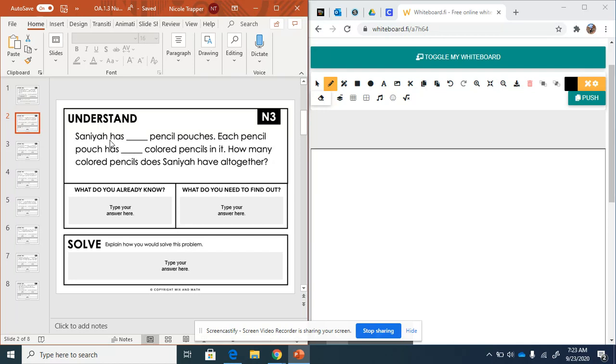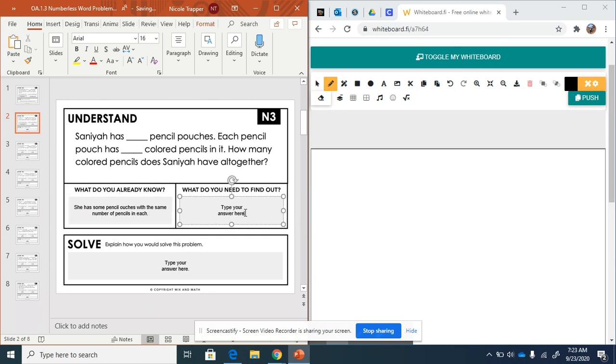The next one says, Sanaya has blank pencil pouches. Each pencil pouch has blank colored pencils in it. How many colored pencils does Sanaya have altogether? What do I already know? If I go back and look at the problem, I see that Sanaya has some pencil pouches and she has the same amount of colored pencils in each pencil pouch. So I'm going to say she has some pencil pouches with the same number of pencils in each. So that's what I know about my problem.